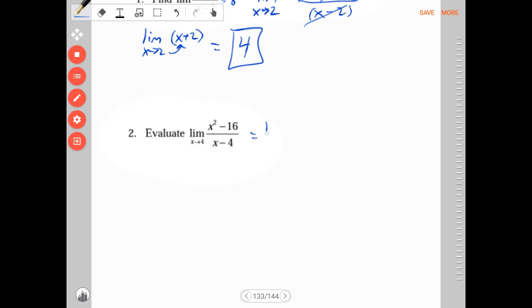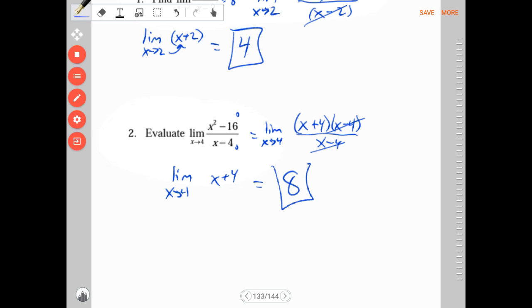Again, this is going to be the limit as x approaches 4. 4 squared minus 16 is 0, and 4 minus 4 is 0, so it is a 0 over 0. So the limit as x approaches 4 of x plus 4, x minus 4, over x minus 4. We just factored the top, so that cancels those. Then this is just the limit as x approaches 4 of x plus 4. So again, just substitute in, because now the remaining part is continuous, so 4 plus 4 is 8. Nice.